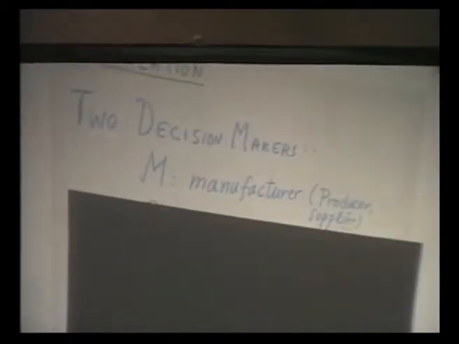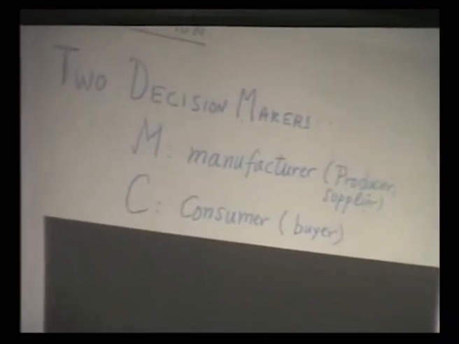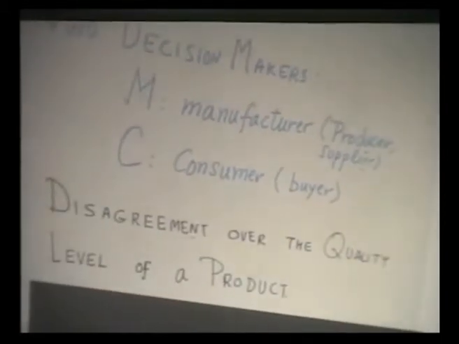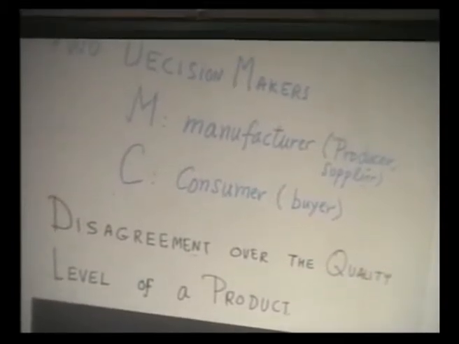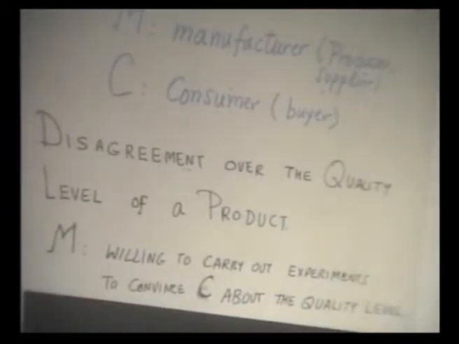So what is the formulation of the problem? You have two decision makers. You can think about them in simple terms: M is a manufacturer, a producer, a supplier, and C is a consumer, the buyer. So those are the two decision makers, okay? And they disagree over the quality level of a product, because they have their own perceptions, and therefore they will not have similar views about the quality level of this specific product you're going to sell to them. However, the manufacturer is willing to carry out experiments to convince the consumer about the quality level. Hopefully, they have different beliefs, but by doing some experimentation, after the experimentation is done, based on their own beliefs and the experimental evidence, they can decide whether or not the consumer will buy the product. So that's the problem I'm going to discuss here, because that gives you the flavor of the kind of things you have to worry about in similar situations.